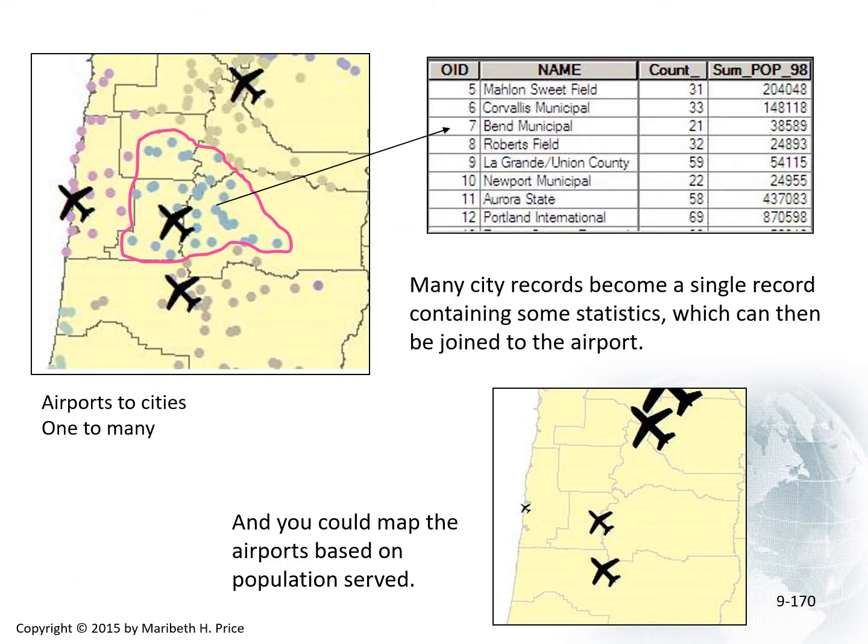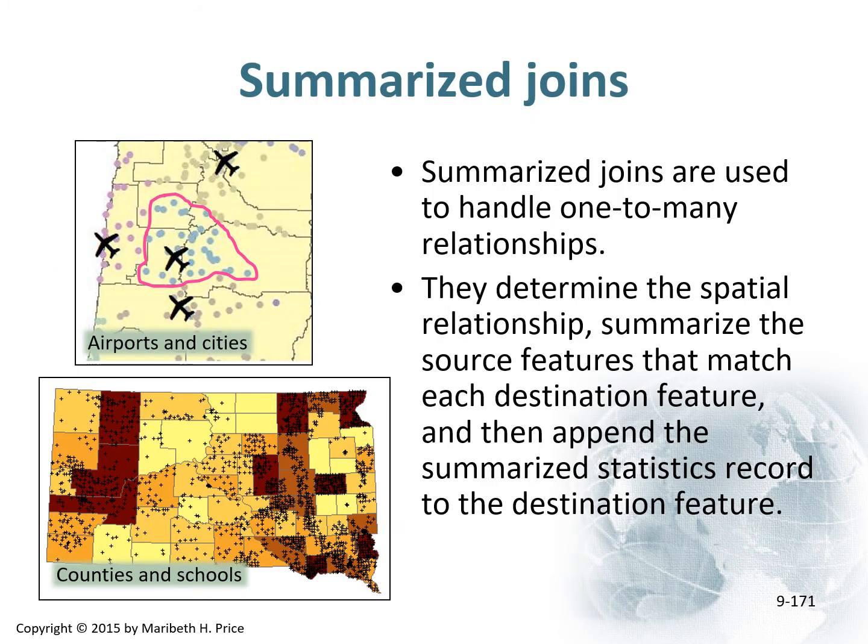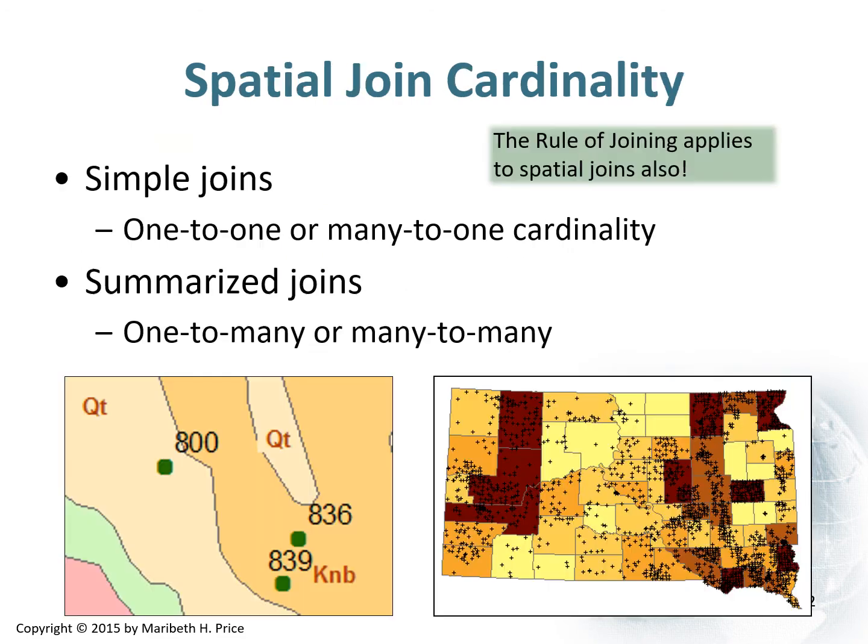Just another example showing what that means. And how summarize joins work, you take all the stuff in the circle and then calculate up the averages and apply it to the airport. Spatial cardinality, again, not going to get into the many to many, one to many, and many to ones because that'll get confusing.